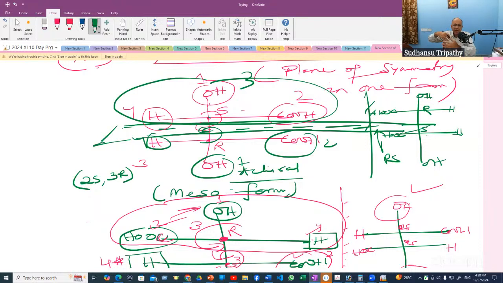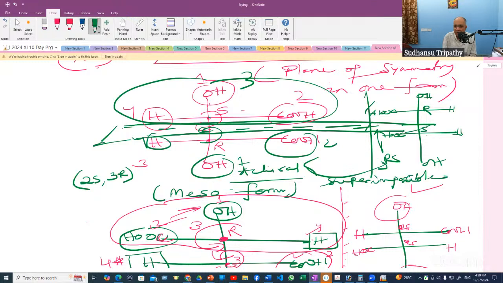Just turn it upside down, not this way, like this. You will find the two are superimposable. So in this case, 2S, 3R is the same as 2R, 3S. These two are superimposable. They are one and the same. They are not different.